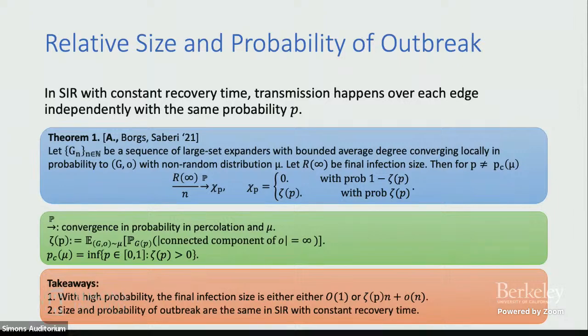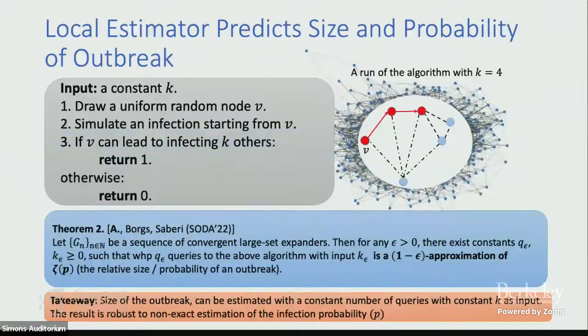So now that we know this information, the second part of the result is that the estimator that I showed you for the probability is actually the right estimator to give a one-minus-epsilon approximation of the relative size and the probability of an outbreak.